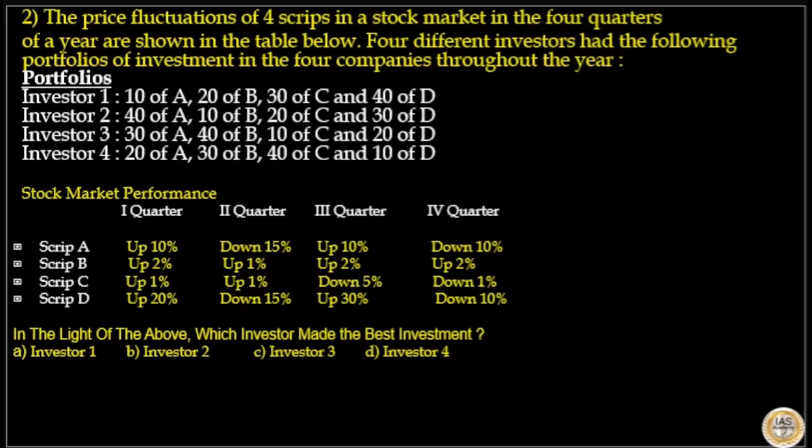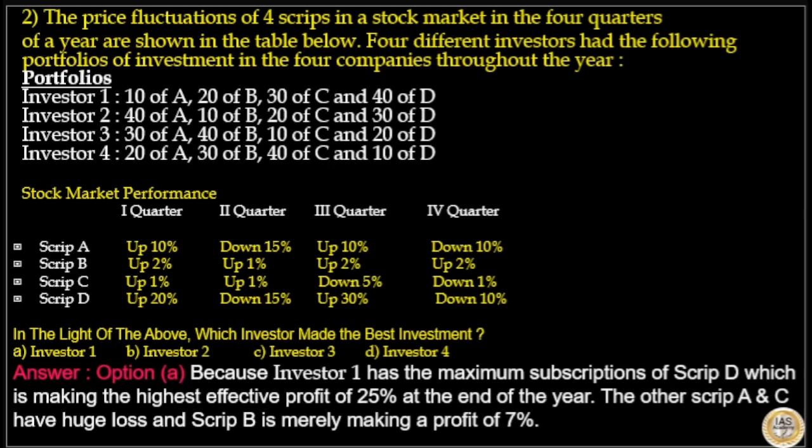Next is, the price fluctuations of 4 scrips in a stock market in the 4 quarters of a year are shown in the table below. 4 different investors had the following portfolios of investment in the 4 companies throughout the year. The stock market performances are provided in the question. In the light of the above, which investor made the best investment?